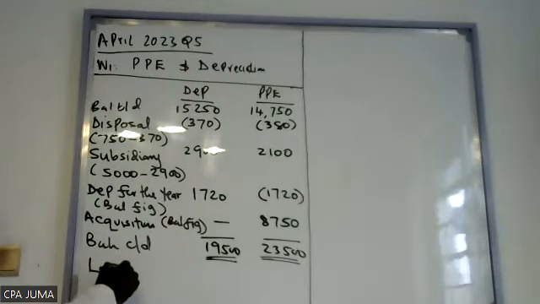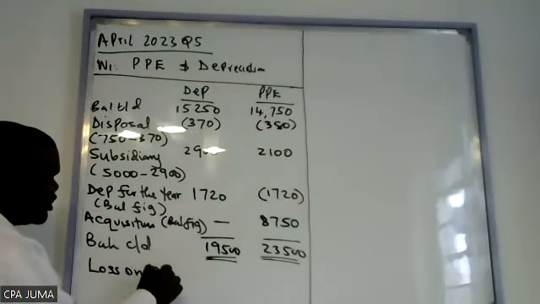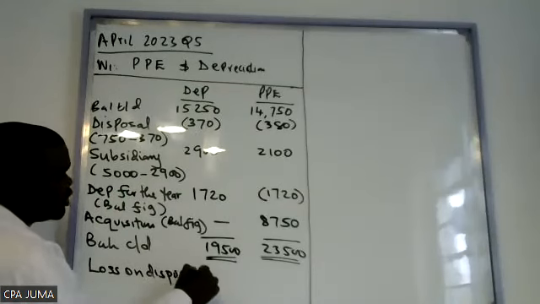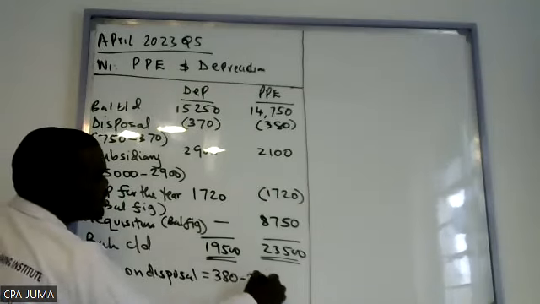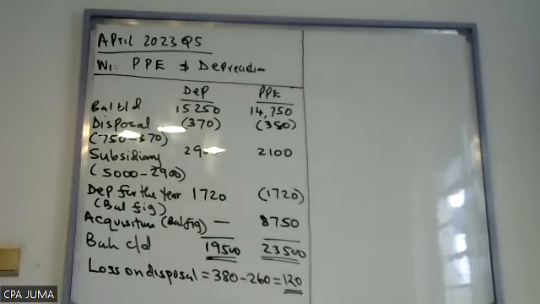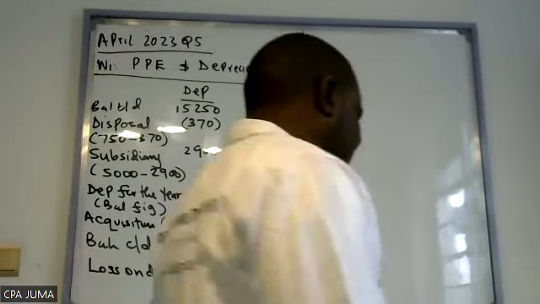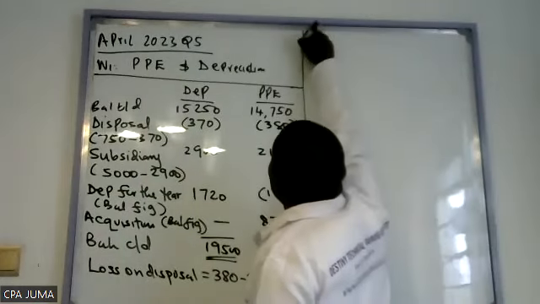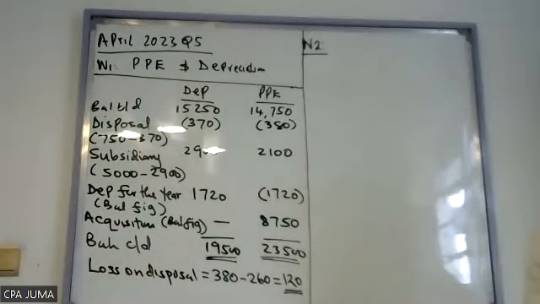So loss on disposal, it will be relevant ahead. Loss on disposal of PPE is going to be 380 minus 260, which is 120. So when we require the loss, that is what we are going to capture. Correct? Good.